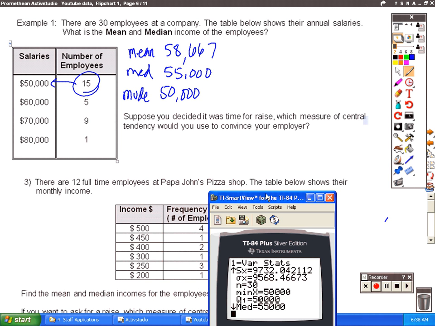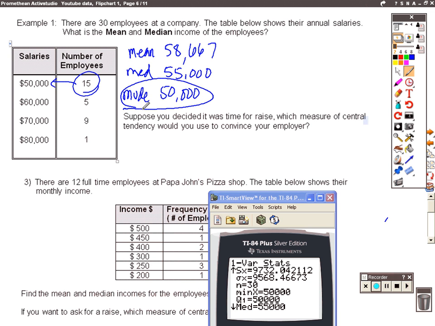So in that case, you would want to talk to your boss about how 15 people make $50,000, only one person makes $80,000, and so you think it's time for a raise. All right, let's do one more.